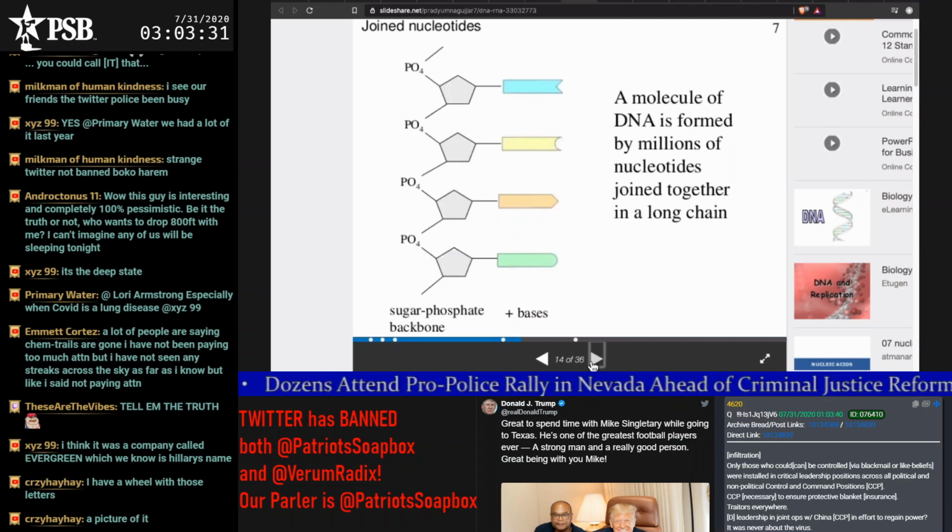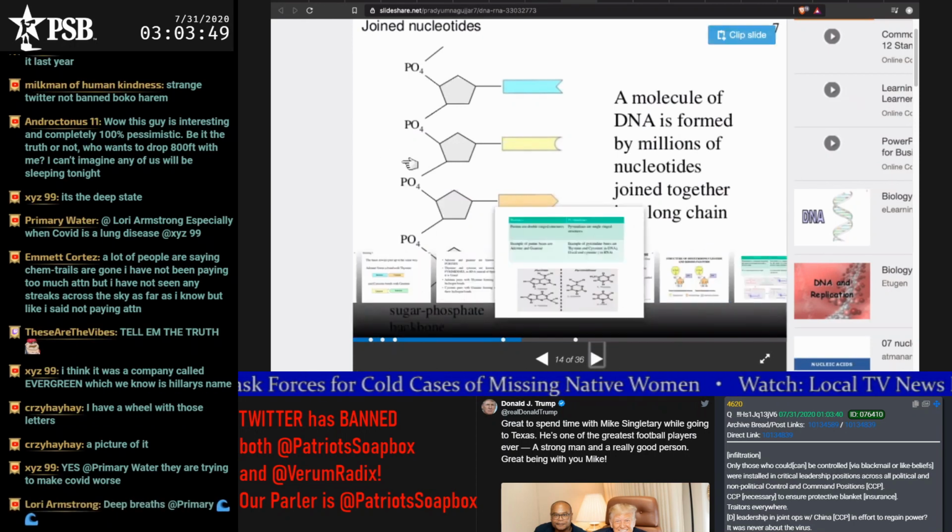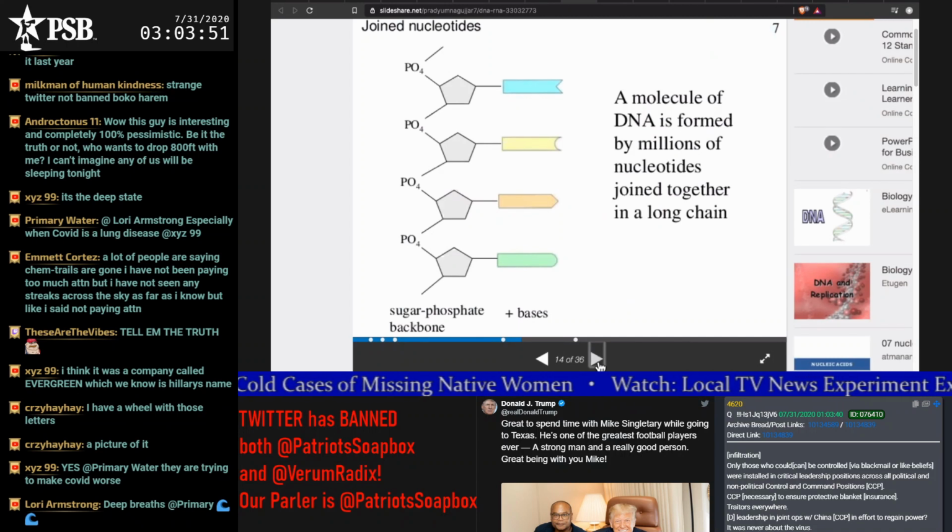A molecule of DNA is formed by millions of nucleotides joined together in a long chain. Now, these are the phosphate groups. Remember this. These are going to be the helixes, right? These are the backbones. So you've got the rungs of a ladder of DNA, and you've got the ropes on the side, and they twist and make a helix. Well, the phosphate groups are part of that rope structure that connects the bases together.